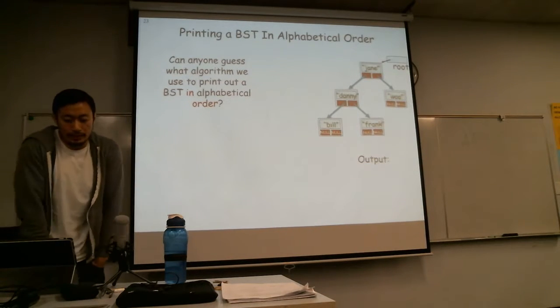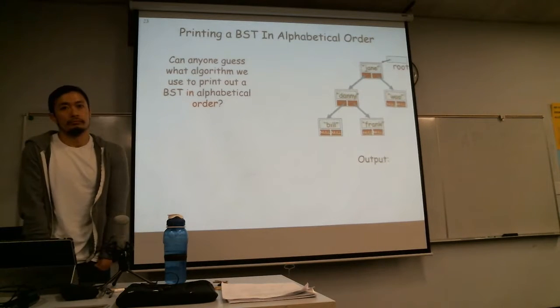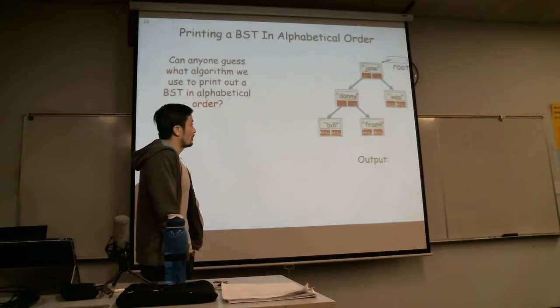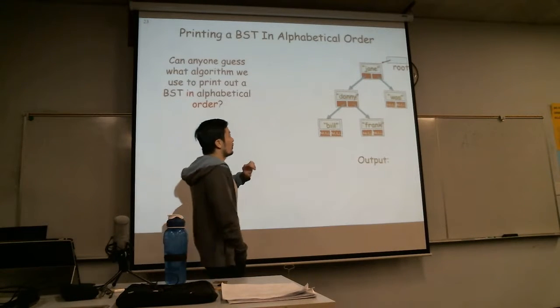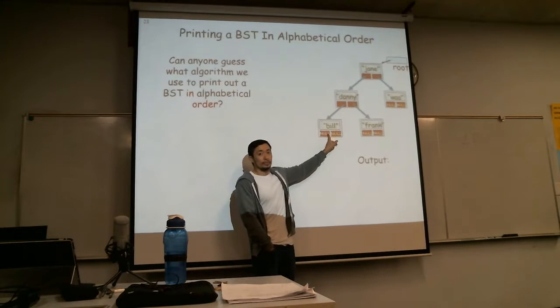Okay, I want to print this in alphabetical order. How do I do it? Well, which node do I print first? The one all the way to the left. So I know I print this one first.